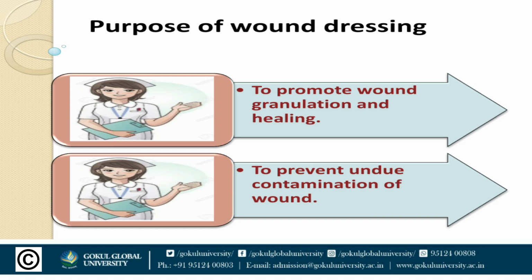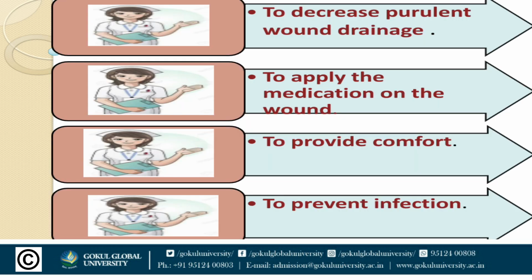After that, to prevent undue contamination of the wound. Undue means more than necessary, and contamination means contact with unclean things. Wound dressing decreases contact with unclean things more than necessary. Next is to decrease purulent wound drainage. It will decrease the pus formation from the wound. After that, to apply medications on the wound, which will help to prevent infections.